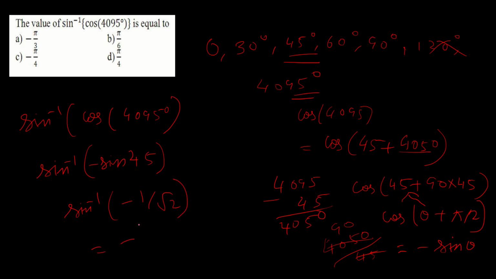Sine inverse of minus sine x is minus sine inverse x, right? So for 1 by root 2, it's pi by 4. So pi by 4 is the answer. The answer is option C. Very simple question. If you know the identities and some short tricks, you'll be able to solve this. Okay, now let's move on to the next question.